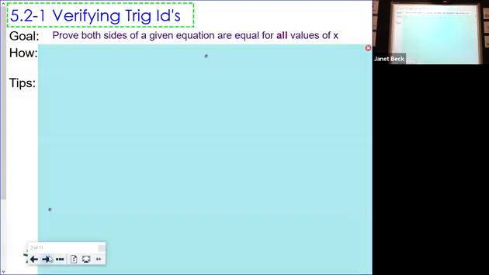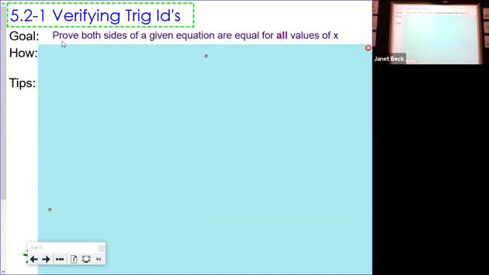Let's talk in a bit more detail about what we're doing here. We're on lesson 5.2, day 1. We'll be doing some more difficult ones of these tomorrow. And what we're doing is we're verifying trig identities. We're going to be given an equation, so it's like we've been given the answer. We've been given something complicated and what it is equal to, and we have to verify it's a trig identity by showing that it's true for all values of our variable.